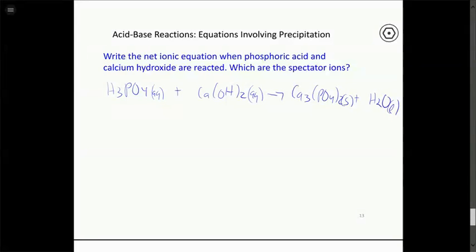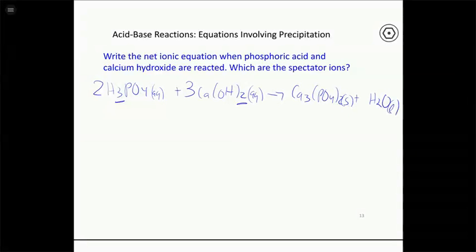And then to balance this, we have 3 H pluses from our acid, H3PO4. We have 2 OH minuses from our base, Ca(OH)2. We need to have equal numbers of each. So if we put a coefficient of 2 in front of here, we'll have a total of 6 H pluses. And then if we put a coefficient of 3 in front of our base, we'll have a total of 6 OH minuses, 3 times 2.